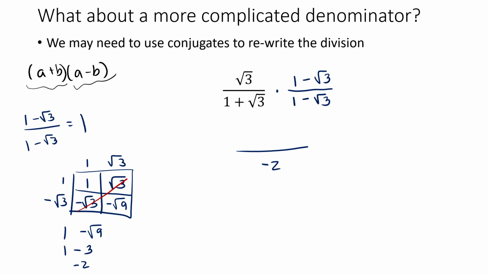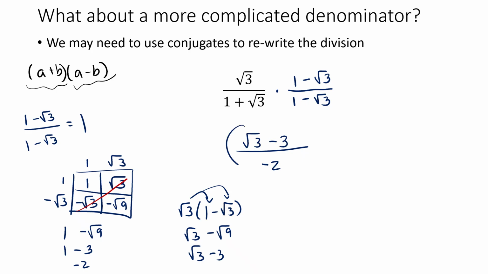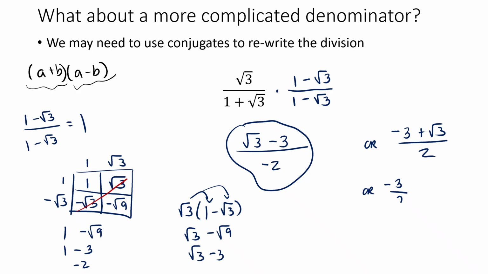Then your numerator, that's going to be just straight distribution. And so root 3 times 1 is root 3 minus the square root of 9, so root 3 minus 3. And you might leave it as root 3 minus 3. I think I would tend to leave it that way unless I was told to do something else with it. Somebody might want you to do this, negative 3 plus root 3 over 2. So they might just want the original order preserved. You could also see something like this, negative 3 over 2 plus root 3 over 2.